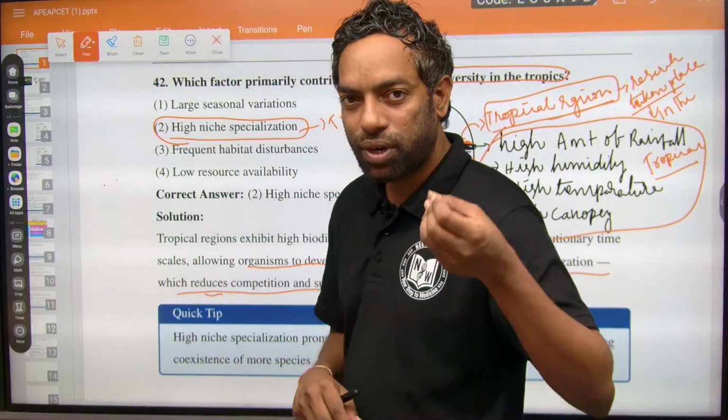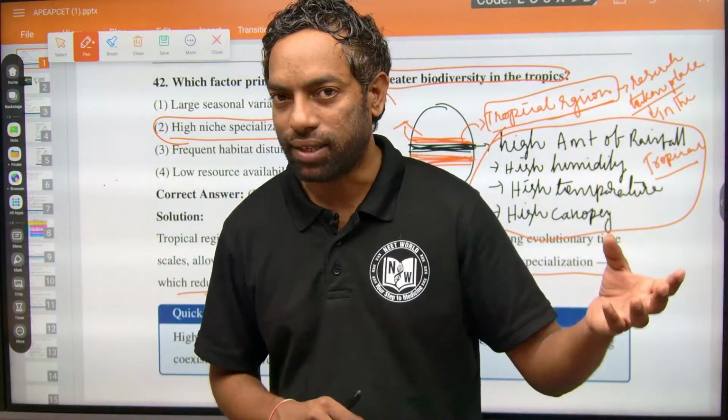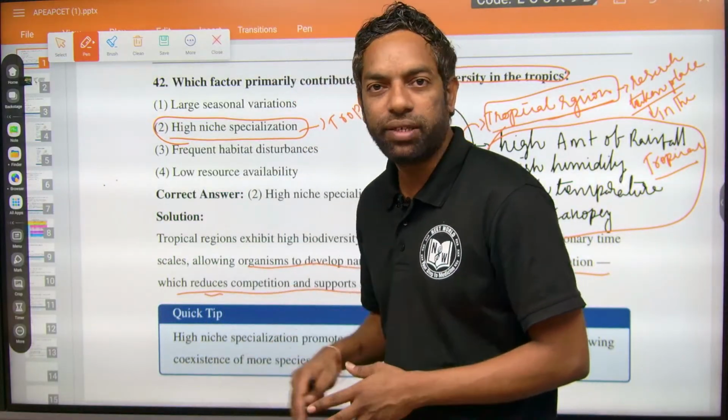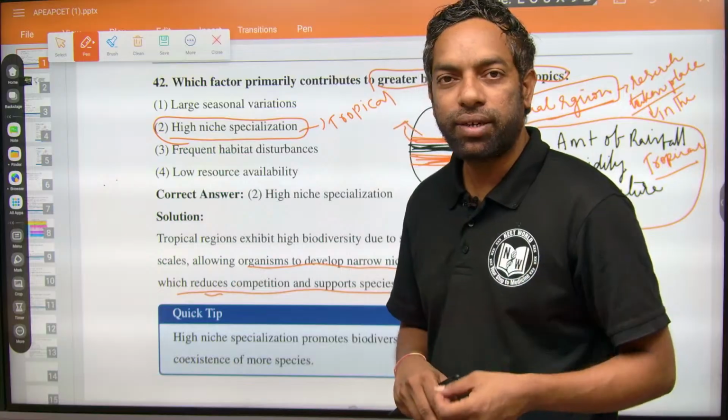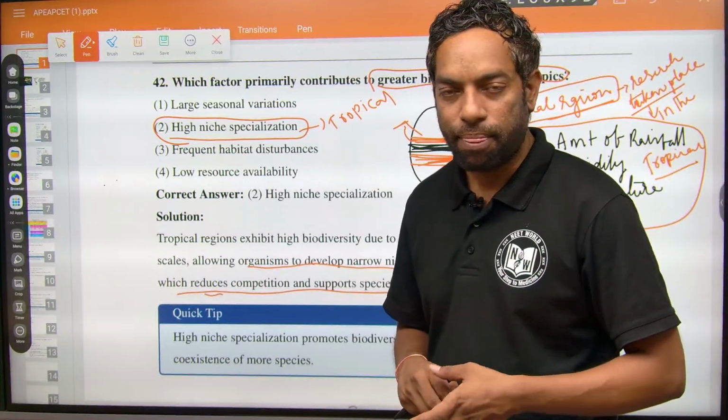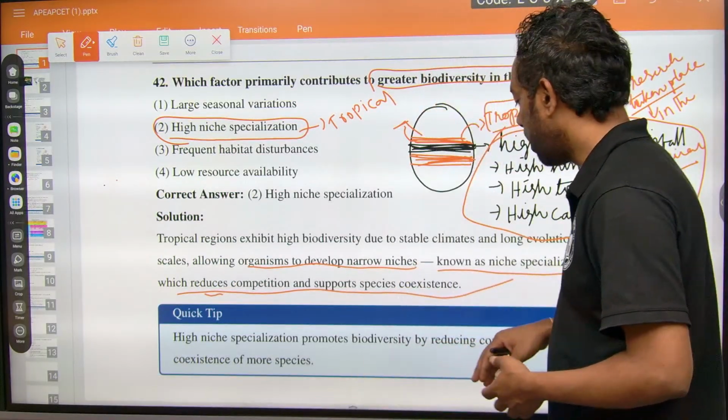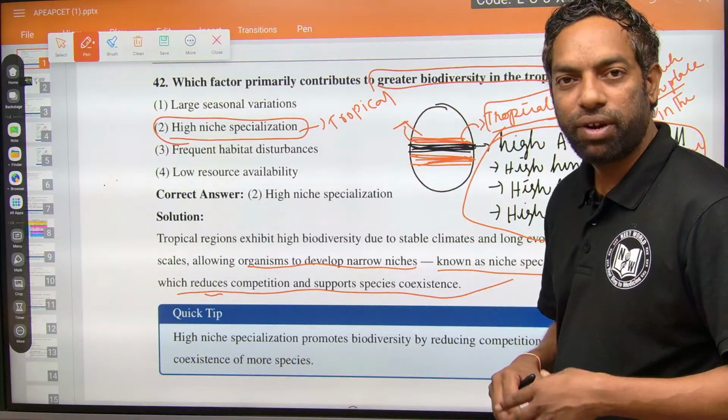They can ask you different forms of the statements in the exam. Instead of high niche, they can ask in which region coexistence takes place, or in which region the competition level is reduced.